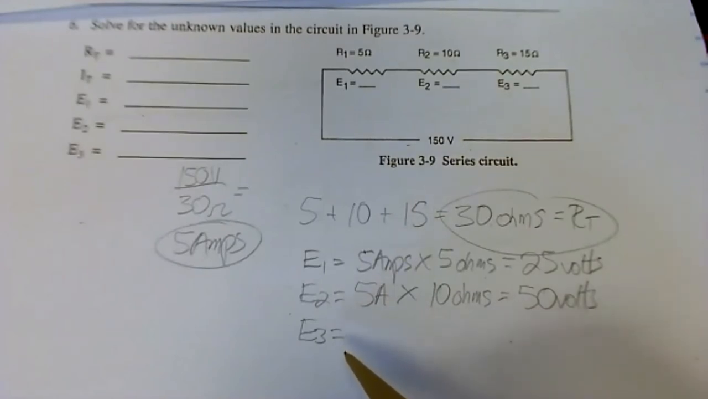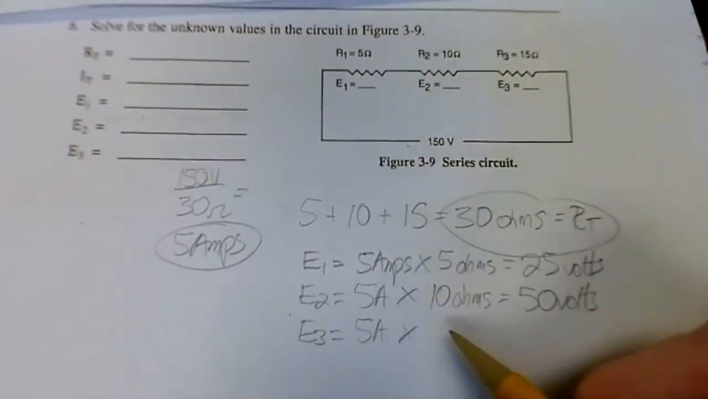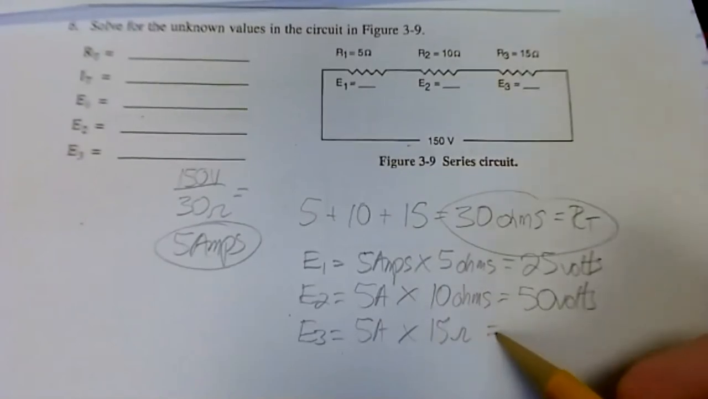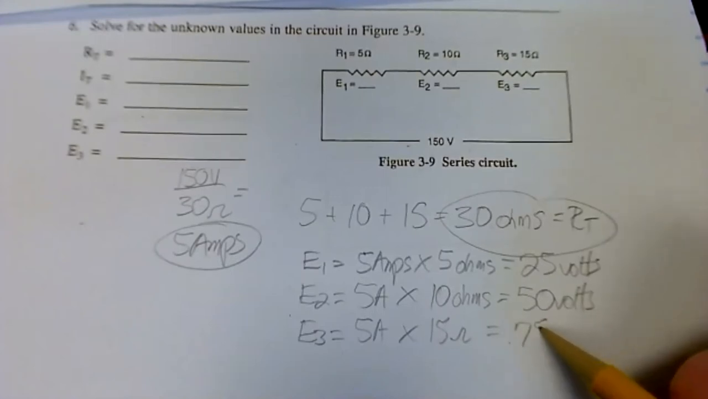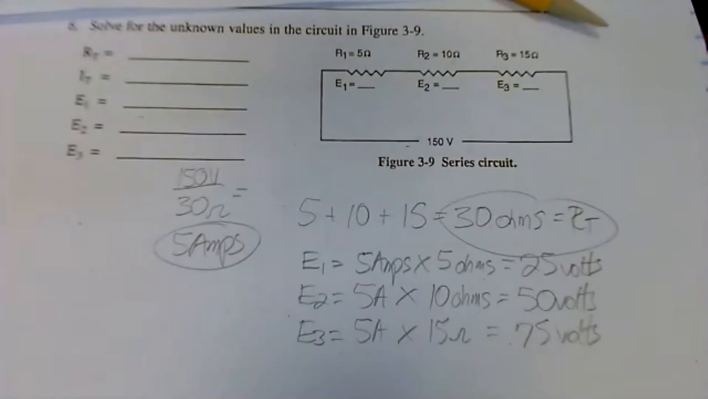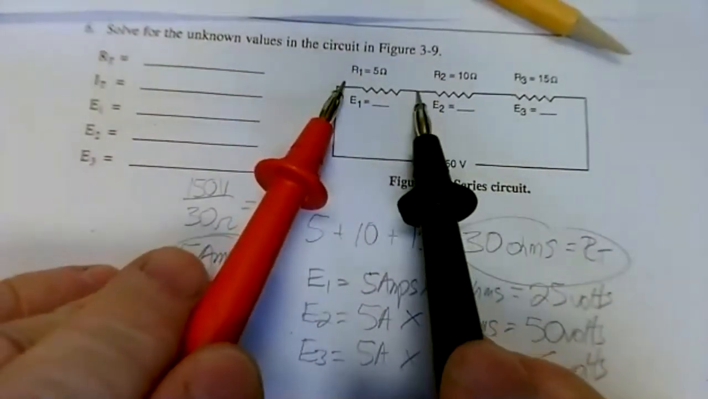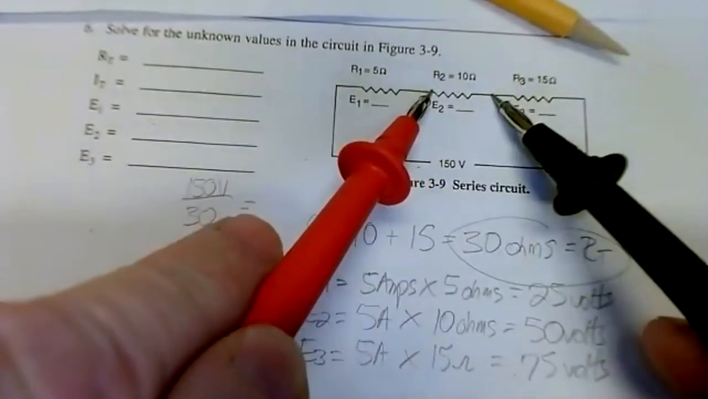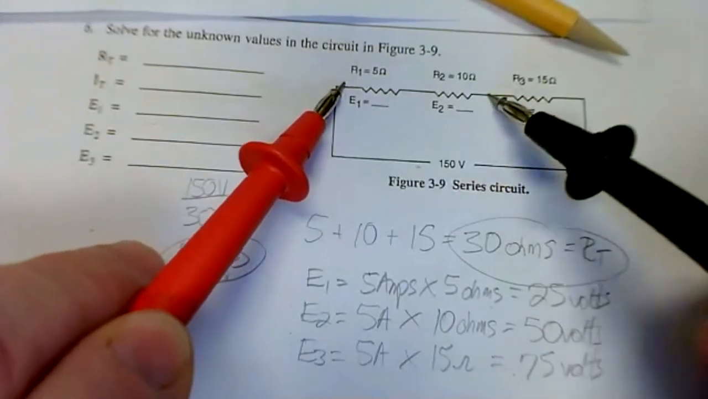You do 5 amps times 15 ohms. Exactly. Equals what? 75 volts. Exactly. Correct. Now, any questions? Sir. So that's really what you would get, seriously. You would read 25 volts across that one. You'd read 50 across that one. You'd read 75 across that one. Now, what would you read across these two?